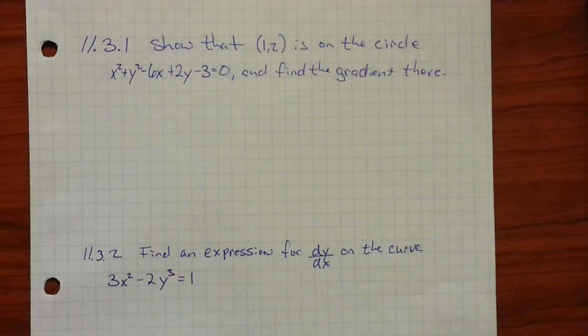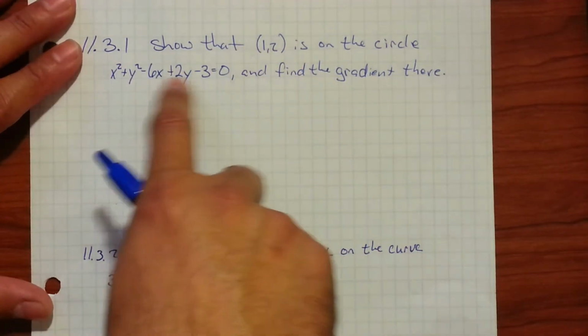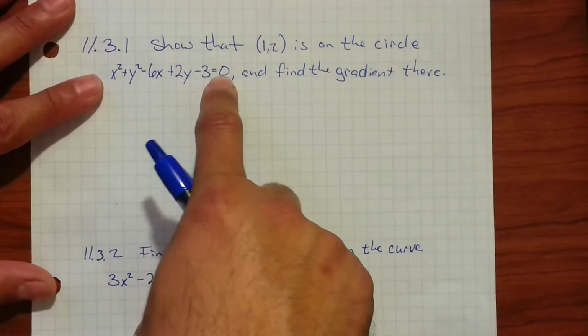Now on 11.3.1 it says show that point (1, 2) is on the circle given here, and find the gradient there. So first thing I have to do is prove that it's on the circle. If I prove that it's on the circle, I'm going to plug in my x and y, and it should be equal to 0.